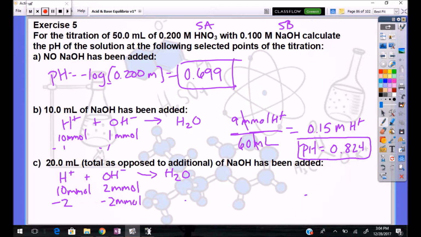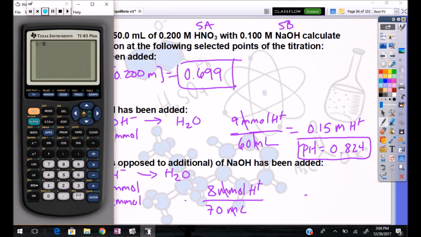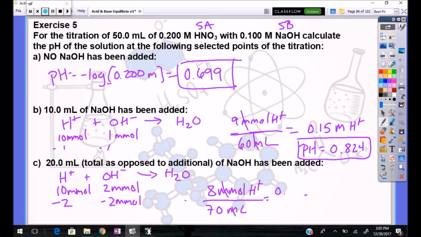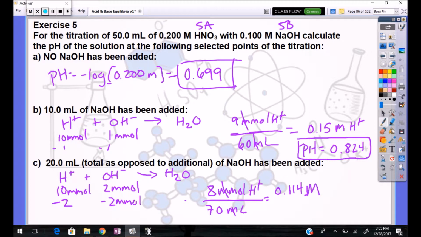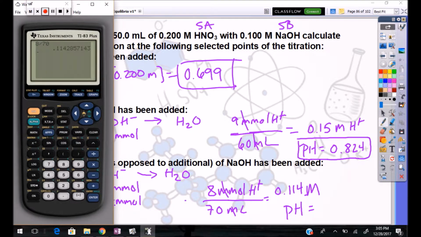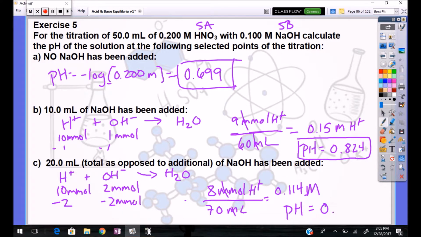-2, -2. I'm going to get 8 millimole of H plus over, this time my total volume is 70 milliliters. Milli cancels. 8 divided by 70. I get 0.114 molar, and then a negative log of that. All right, 0.942. Pretty easy so far. Hopefully you catch the drift.